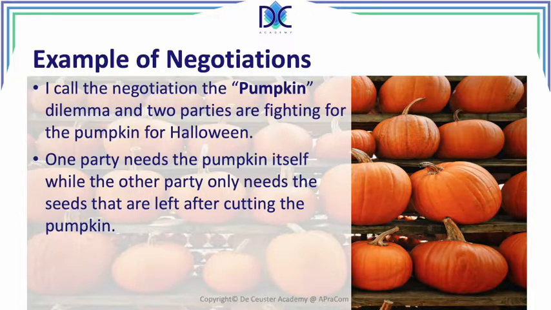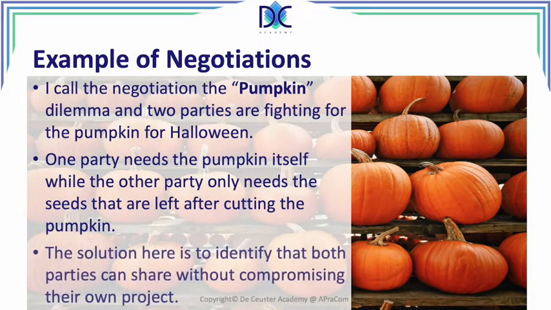But once you identify that there are two different needs, somebody needs the outside of the pumpkin, while somebody else wants the seeds, the inside of the pumpkin. And here, the solution is that you can identify ways to satisfy the two parties without compromising. And at the end, both parties are winning. And that's the main important thing that you want to have. So negotiations is not only about finding a solution, but it's also finding different possible solutions to satisfy all the different parties.